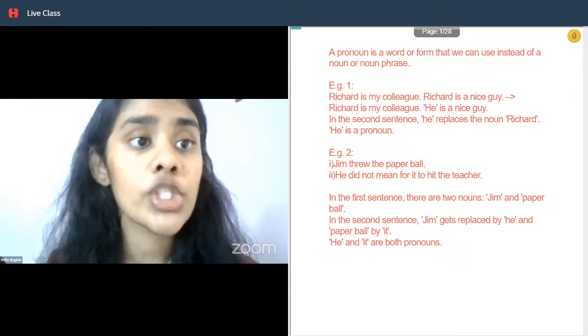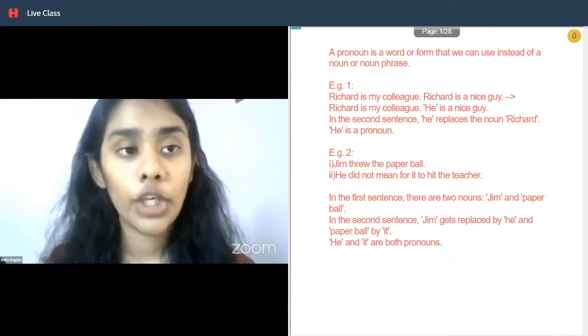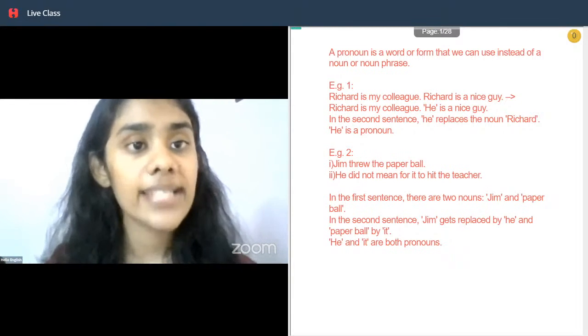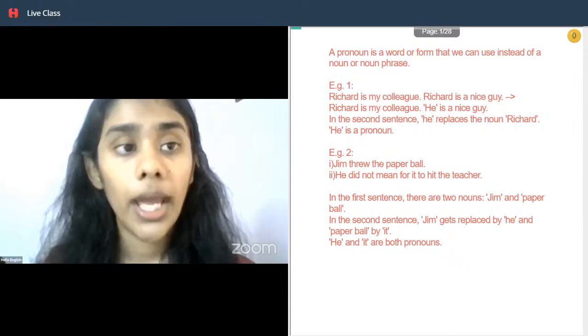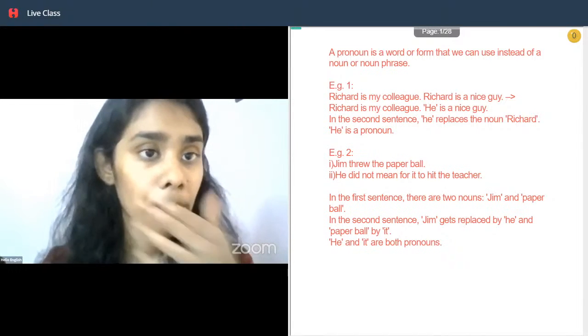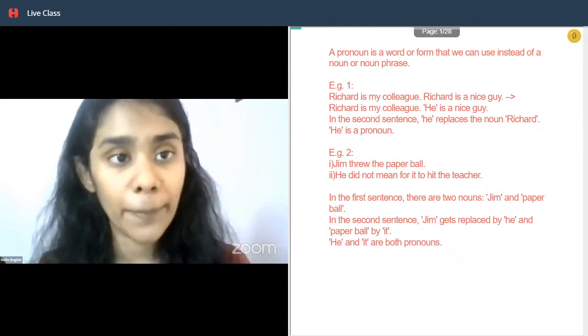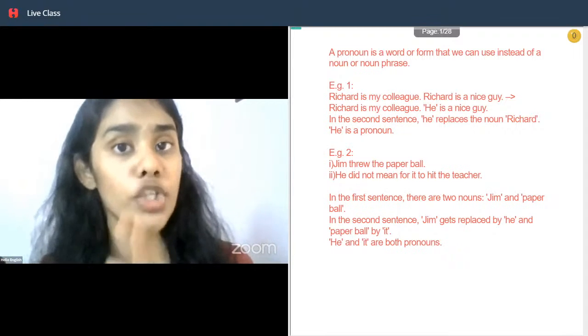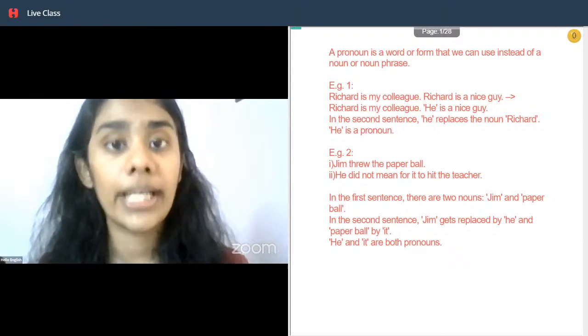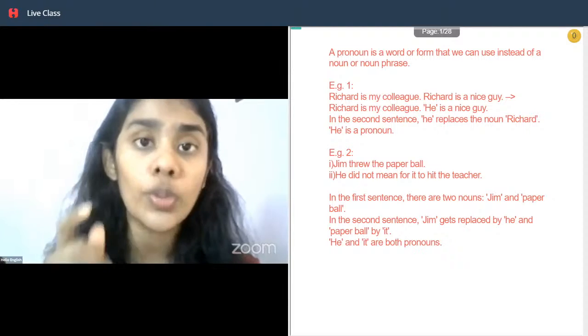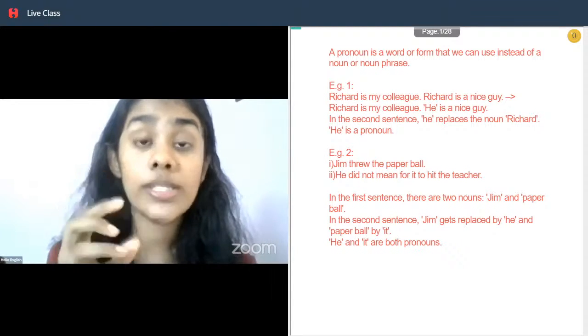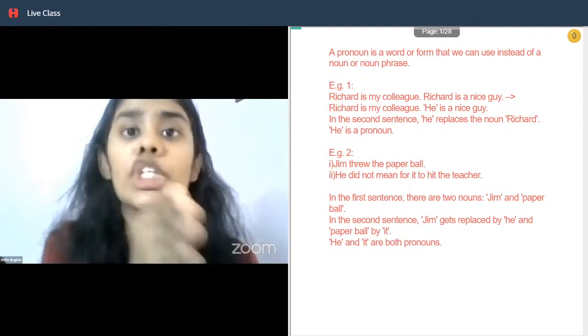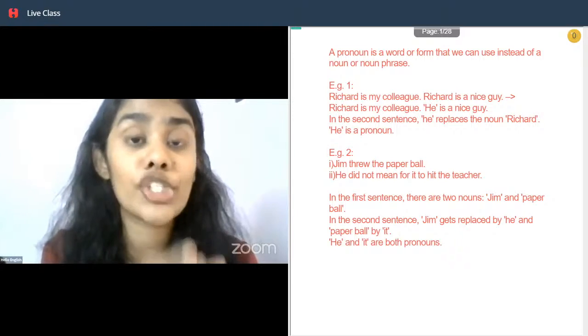So we use object pronouns as the object of the verb, immediately after the verb. Whenever we use an object pronoun, it will come immediately after the verb, that is, immediately after the action word.